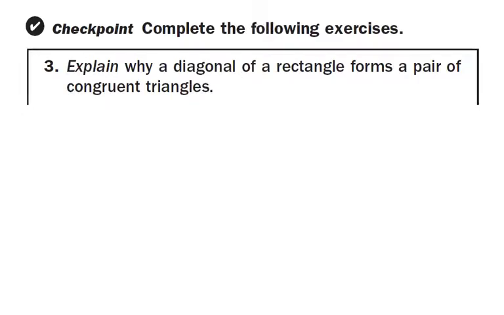Okay, checkpoint number 3. Explain why the diagonal of a rectangle forms a pair of congruent triangles. I would like you to try and think of at least 2 different ways that you could prove this one. All right, so go ahead and pause the video and write down why you think that would be true.